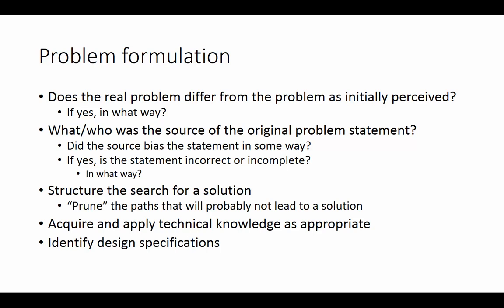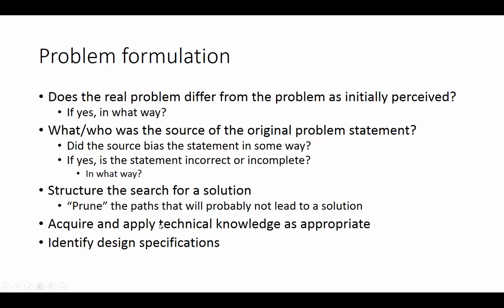So then you want to structure a search for a solution. Identify as many different pathways leading to possible solutions as you possibly can. Write them down, make lists. I love to make lists. And then know where you're going, and direct your search a bit. You can direct your search by what we call pruning the paths, getting rid of the paths that probably won't lead to a satisfactory solution.